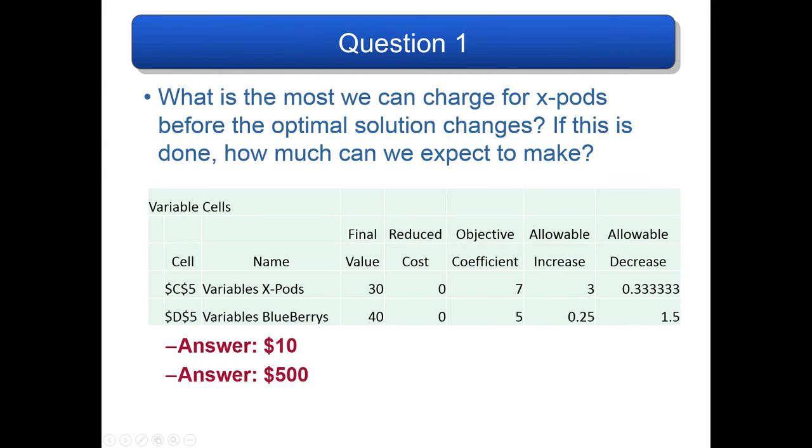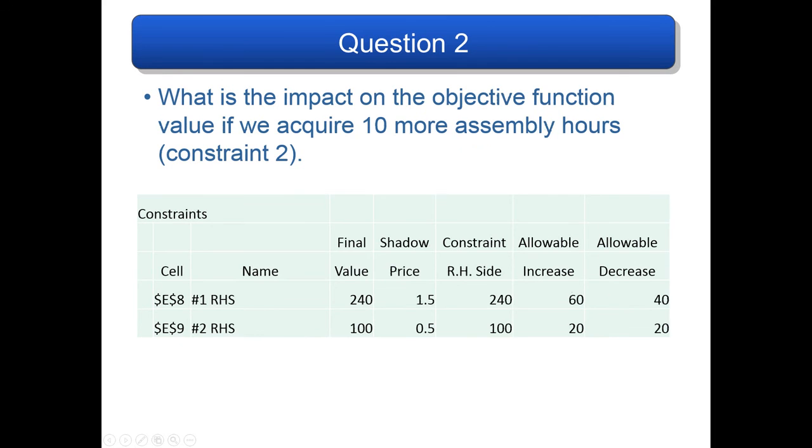Okay. All right. So the next question: what is the impact on the objective function value if we acquire 10 more assembly hours? Well, if I add 10 more assembly hours, assembly is here. The shadow price is 50 cents per unit. So 10 times 0.5 should give me an increase of $5 on the objective function.